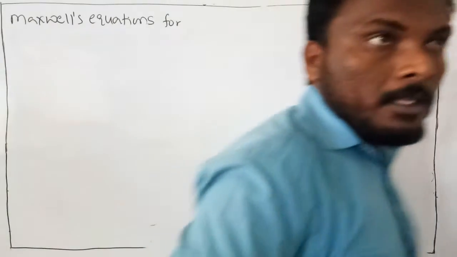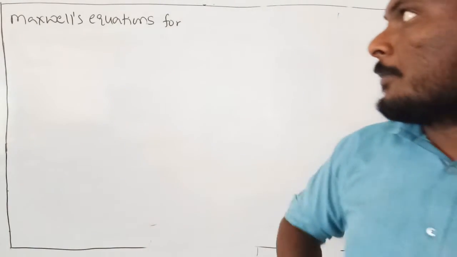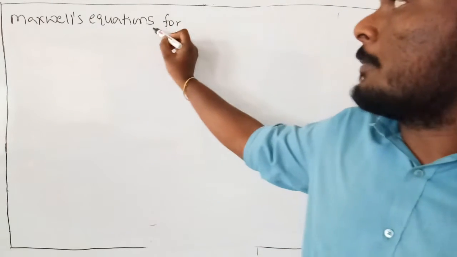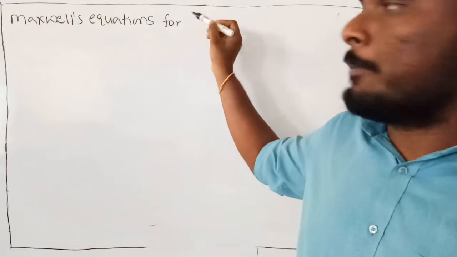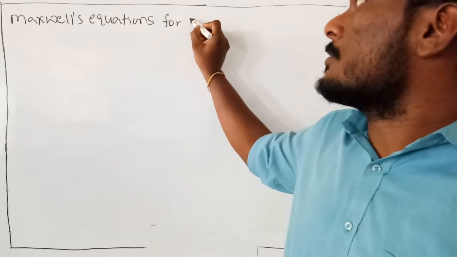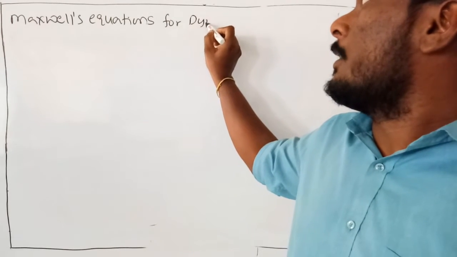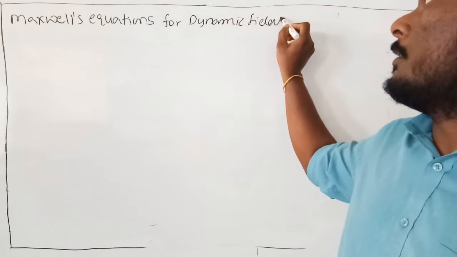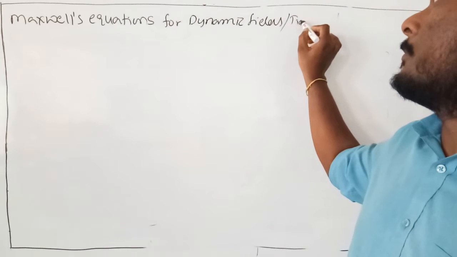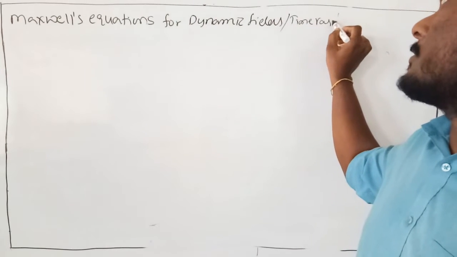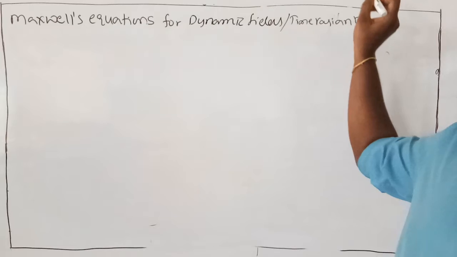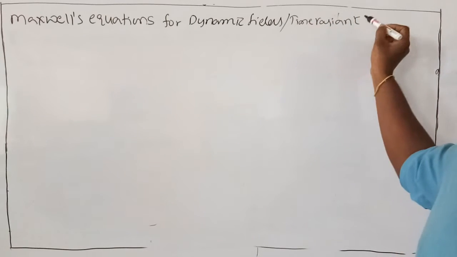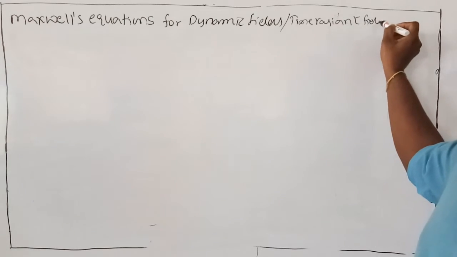Yeah. So in the last class we discussed Maxwell's equations for static fields. Now in this class I am going to discuss Maxwell's equations for dynamic fields. Dynamic fields are also called what fields? Time variant fields. Earlier, the static fields were also called time invariant fields. Now here the dynamic fields are also called time variant fields.